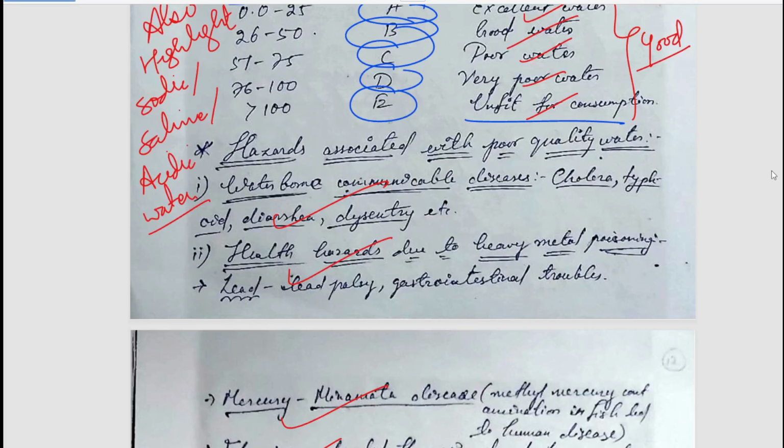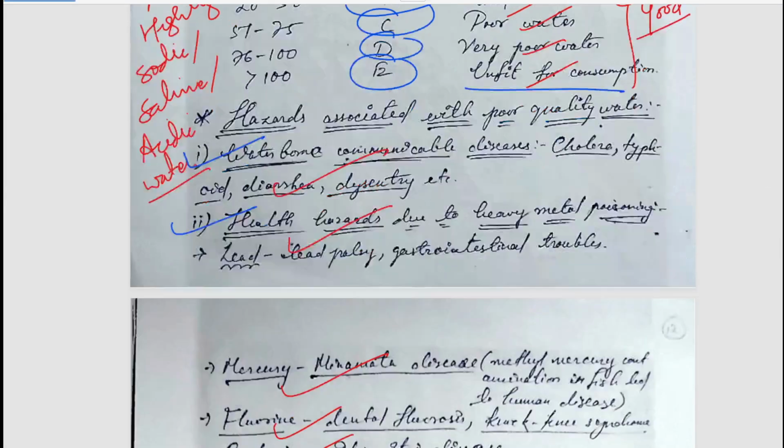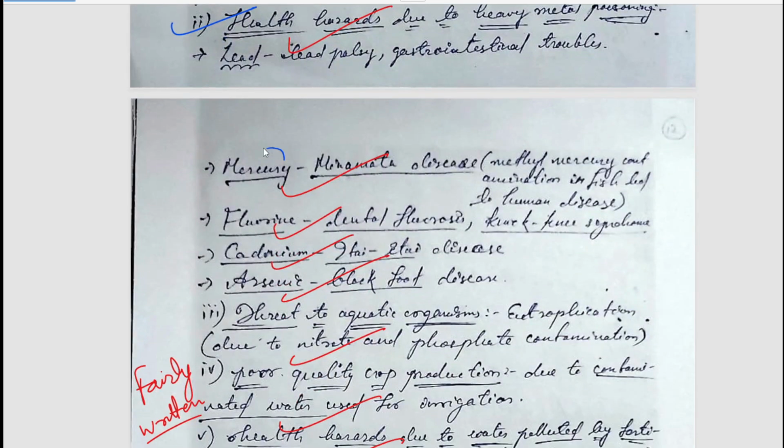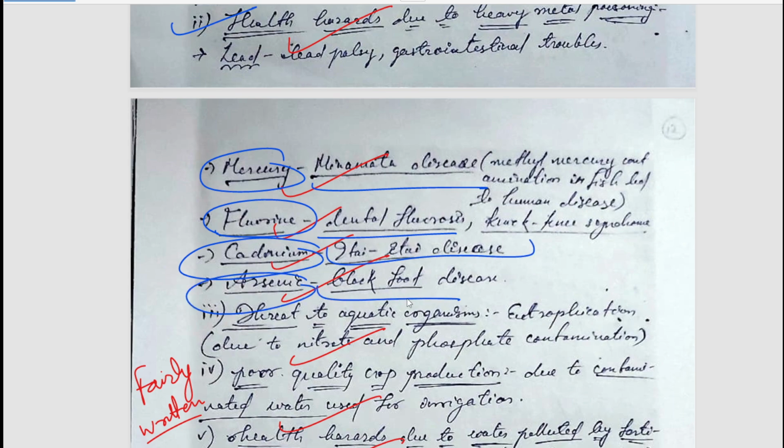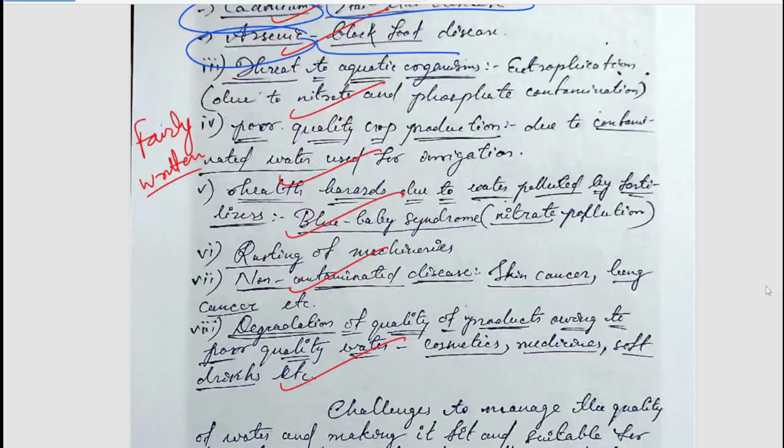Hazards associated with poor quality water. Obviously, waterborne diseases will be there. Health hazards are there. Mercury contamination can lead to Minamata disease. Fluoride contamination can lead to dental disease. Cadmium contamination can lead to typhoid disease. Arsenic to blackfoot. So, written points, you can simply pause and read them.